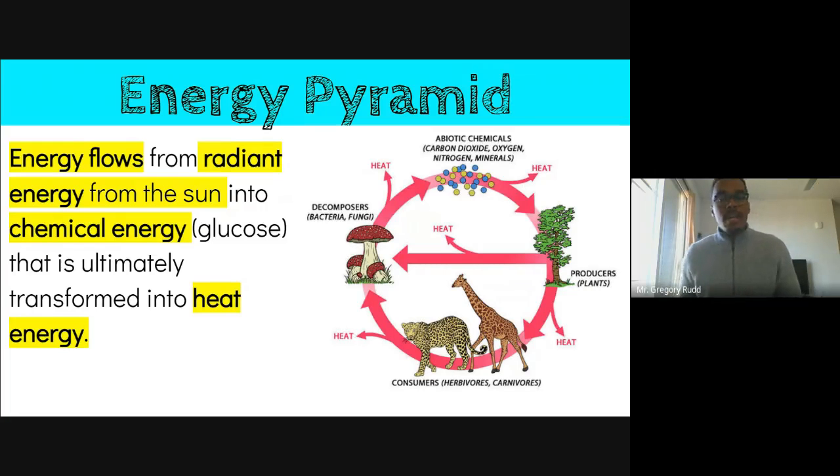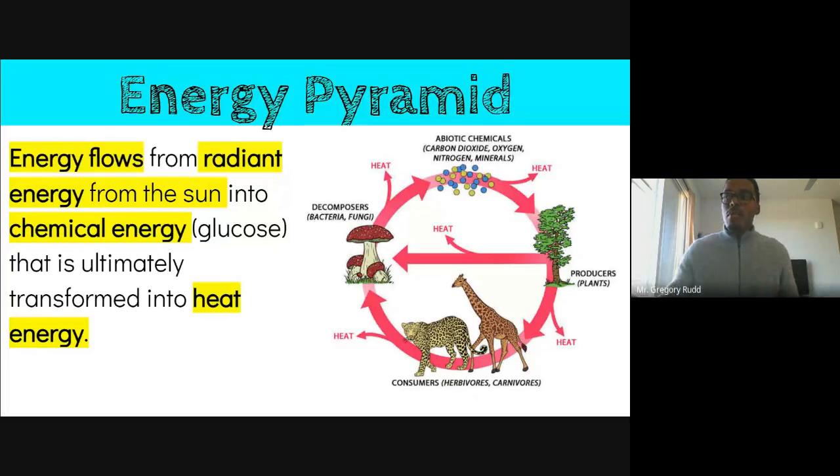Just like when you and I eat our lunch and then we walk around for a little bit and then we sit down and we type on our computer and we're moving our muscles the entire time, some of that energy that we're using to move is leaving our body as heat. All right, so that's what we can see on this slide.